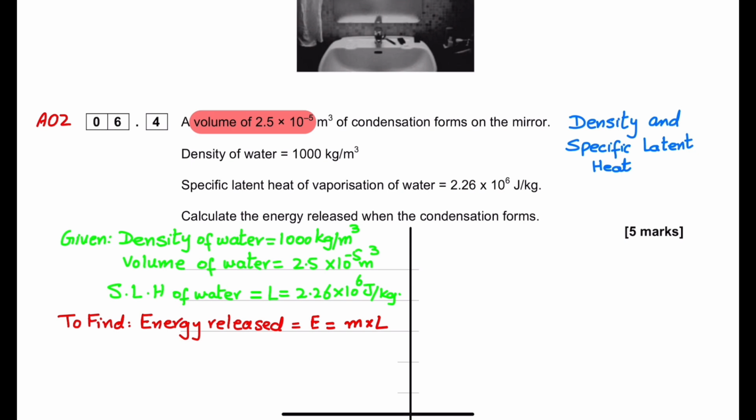We know that the values are given here, specific latent heat of vaporization. We want to calculate the energy released when the condensation happens on the mirror. We know that energy released is equal to the mass of the substance times the specific latent heat of vaporization. The mass is unknown, but the density and the volume are given here. We will use the concept of density to find the mass of the substance. Then we will use the formula E is equal to mass times specific latent heat. Let's see the model answer.